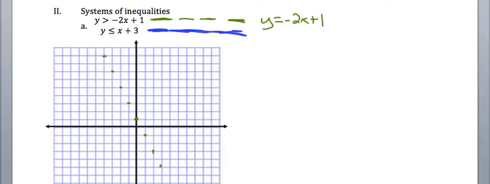Okay, and then since it's greater than, we know this is just a barrier, so we're going to draw a nice little dashed line here. I'm making it almost more dotted, but dashes, dots, all good.